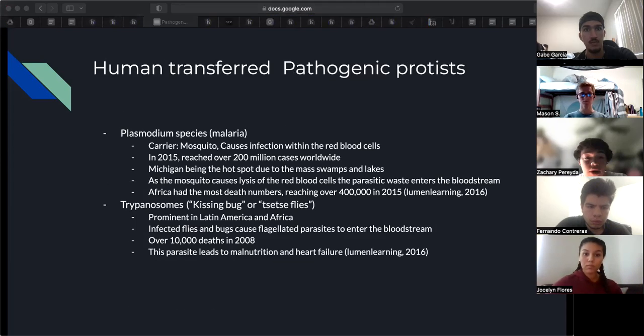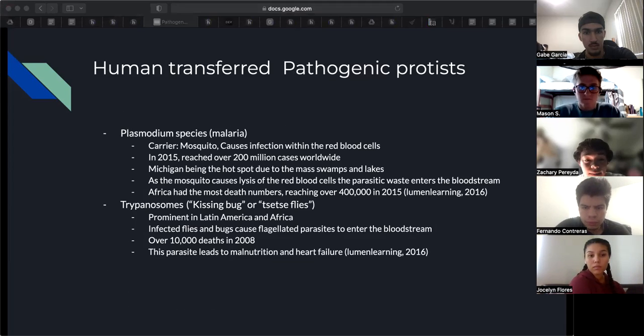Next, we have some human transferred pathogenic protists, starting with Plasmodium species, which is also known as malaria. The carrier would be a mosquito, which causes infection within the red blood cells. In 2015, it reached over 200 million cases worldwide. In the state of Michigan, being the most hotspot due to the mass swamps and lakes.